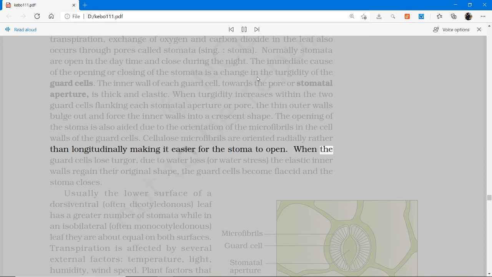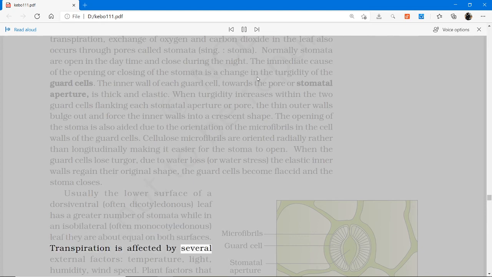When the guard cells lose turgor, due to water loss or water stress, the elastic inner walls regain their original shape, the guard cells become flaccid and the stoma closes. Usually the lower surface of a dorsiventral, often dicotyledonous, leaf has a greater number of stomata, while in an isobilateral, often monocotyledonous, leaf they are about equal on both surfaces.